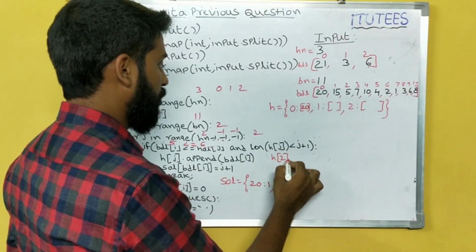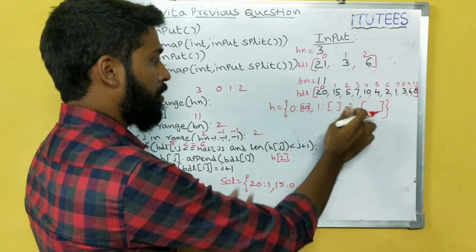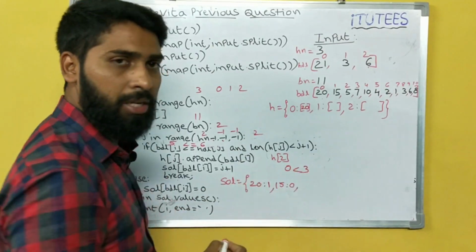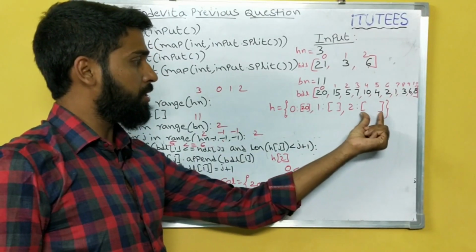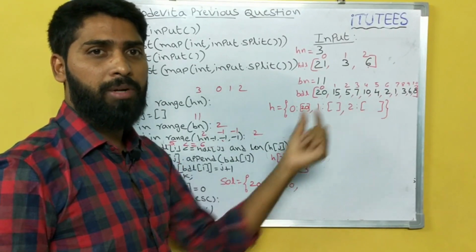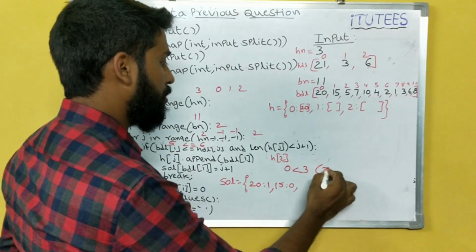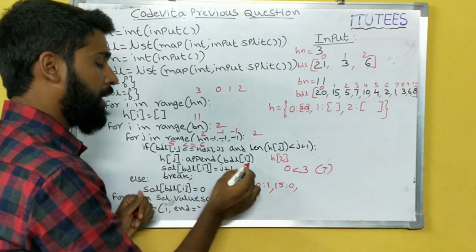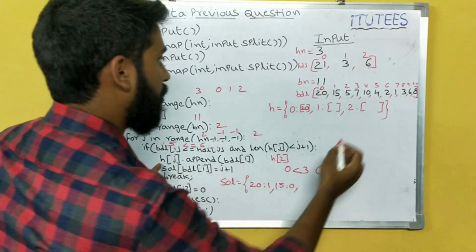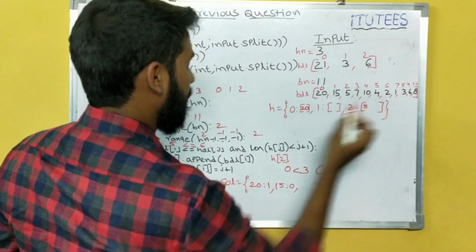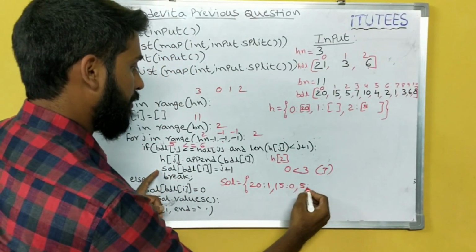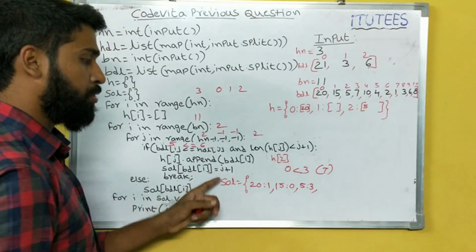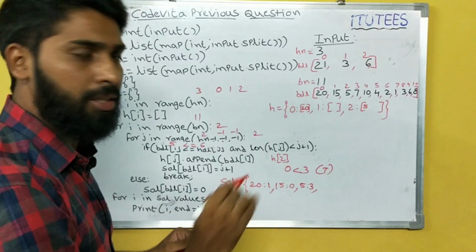H of 2. So this is the H of 2. What is the length of H of 2? 0. Less than, what is the J value? 2. 2 plus 1 means 3. That means in this place, this is the third hole, so 3 balls will be accommodated here. So 0 less than 3, true. So we enter into the loop. H of j dot append BDL of I. So that means here you are going to append the 5. So after that you store 5 with j plus 1, which is 3. J value equals 2, 2 plus 1, 3. That means 5 falls in the third hole.